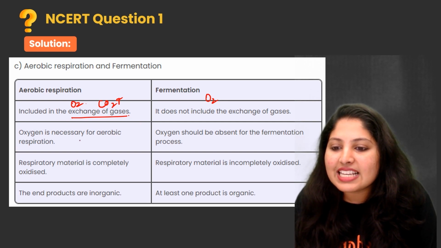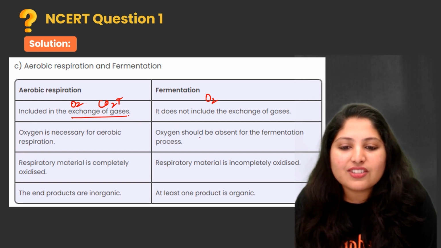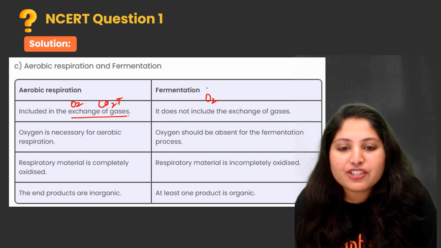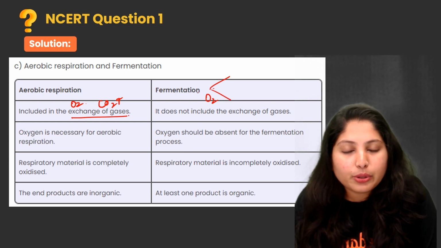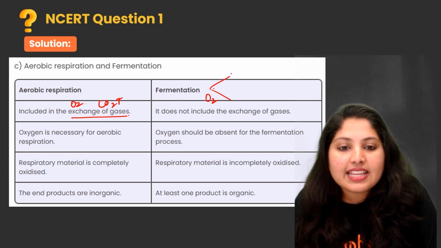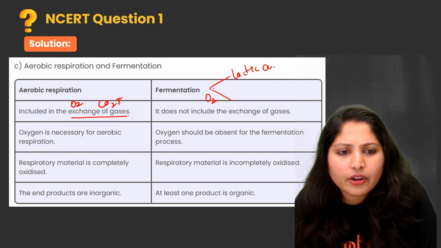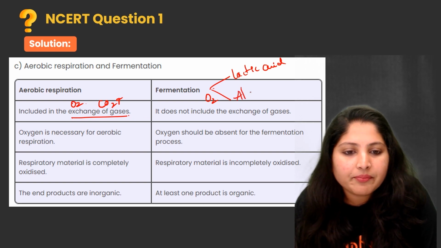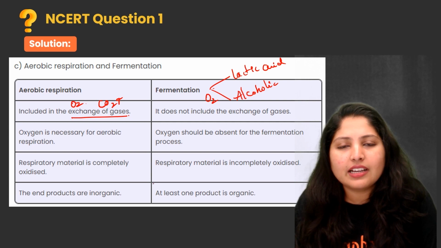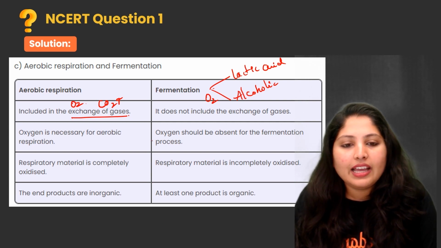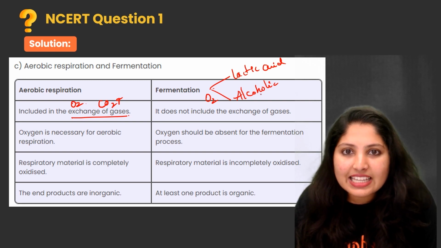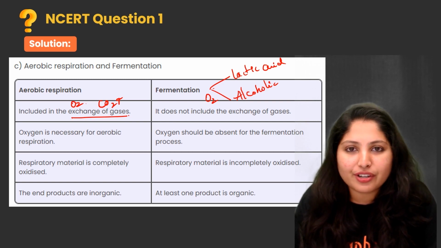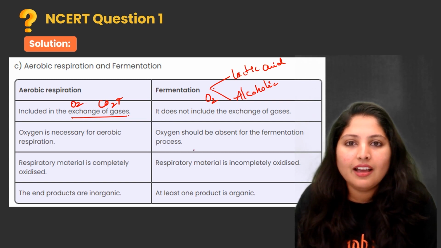Oxygen is necessary for aerobic respiration. Oxygen should be absent in the fermentation process. Two types of fermentation we can see: one is lactic acid fermentation, another one is ethanol fermentation or alcoholic fermentation. In both cases we see only partial combustion or partial oxidation of the glucose molecule.